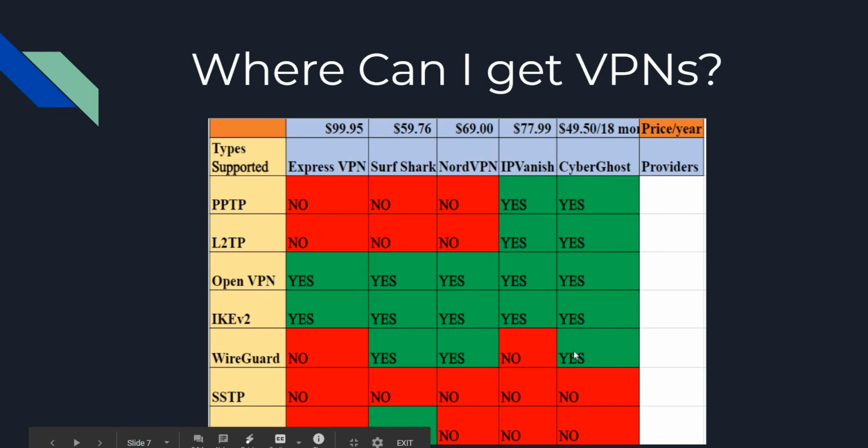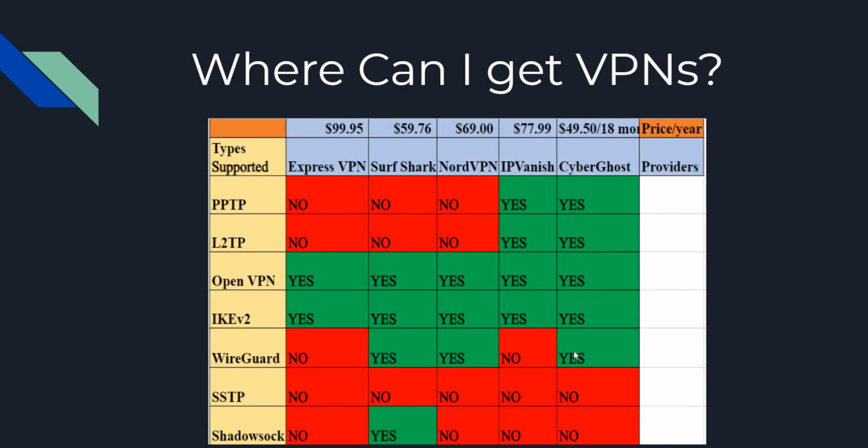So then the question is, where can I get this VPN? Well, over the past decade, the amount of VPN providers has exploded, and there are many different companies you can get a VPN from. They host the VPN, and they take care of all the server issues and such. They choose the protocols you have access to.